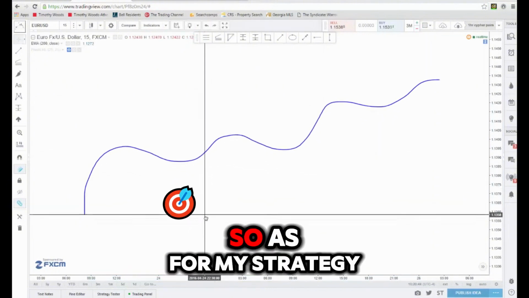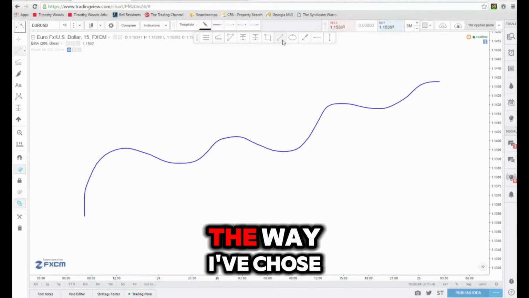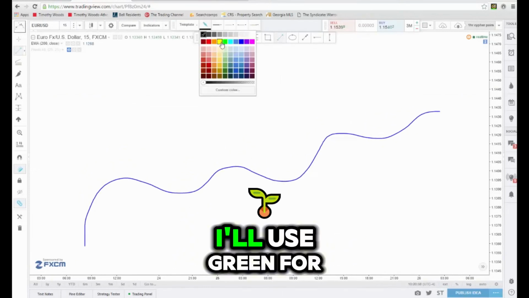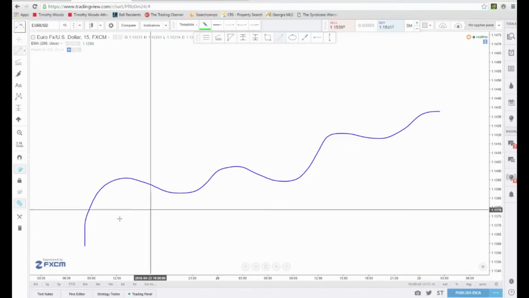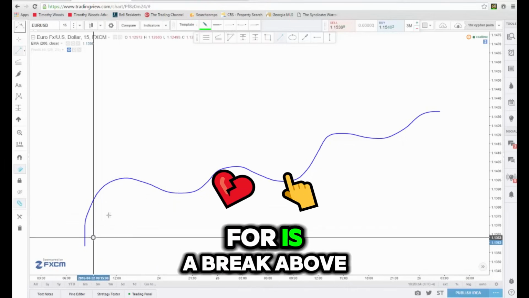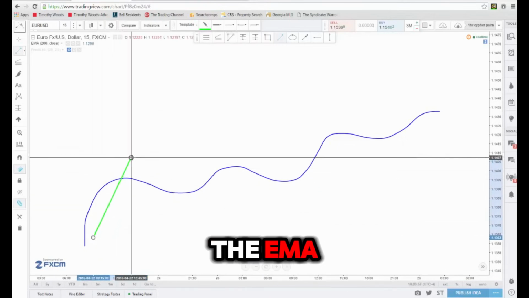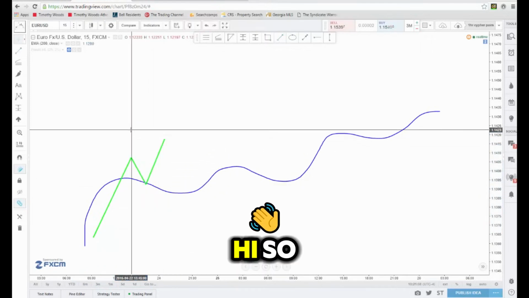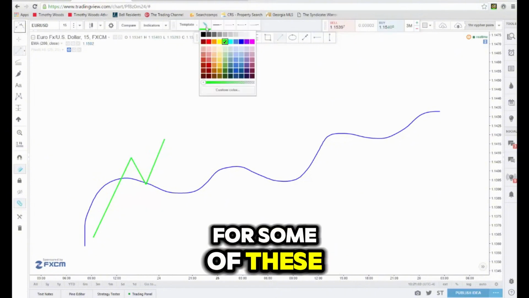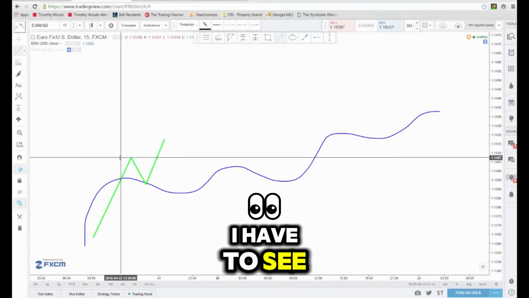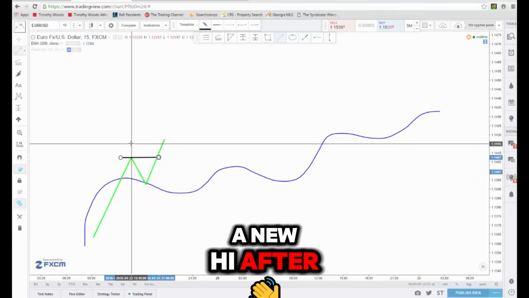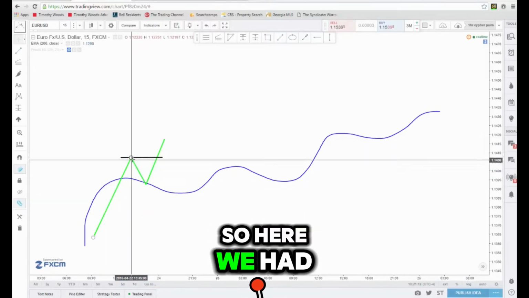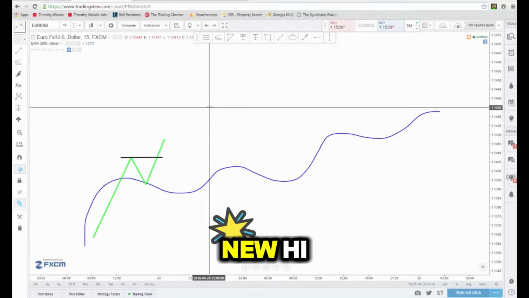Okay, so as for my strategy, the way I've chosen to make these rules, I'll use green for price action. What I'll be looking for is a break above the EMA, a pullback, and a new high. So before I even look for some of these simple price action patterns, I have to see a new high after a break above our EMA. So here we had a break above the EMA and now a new high.